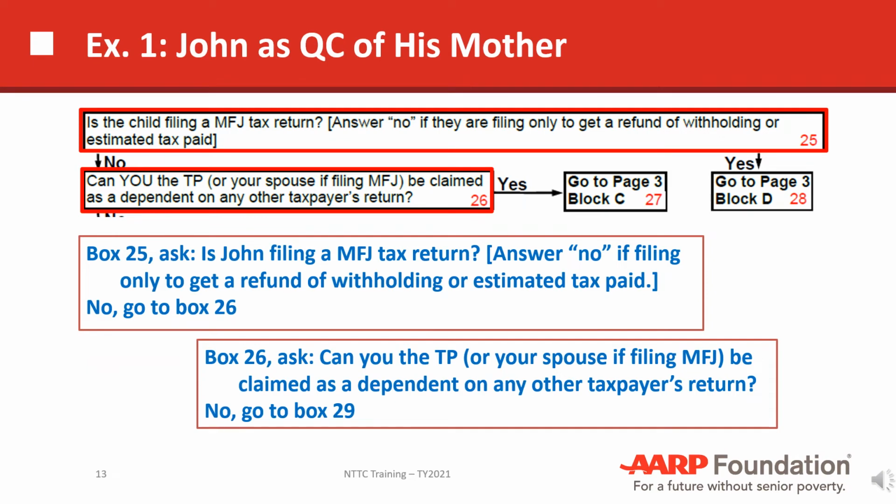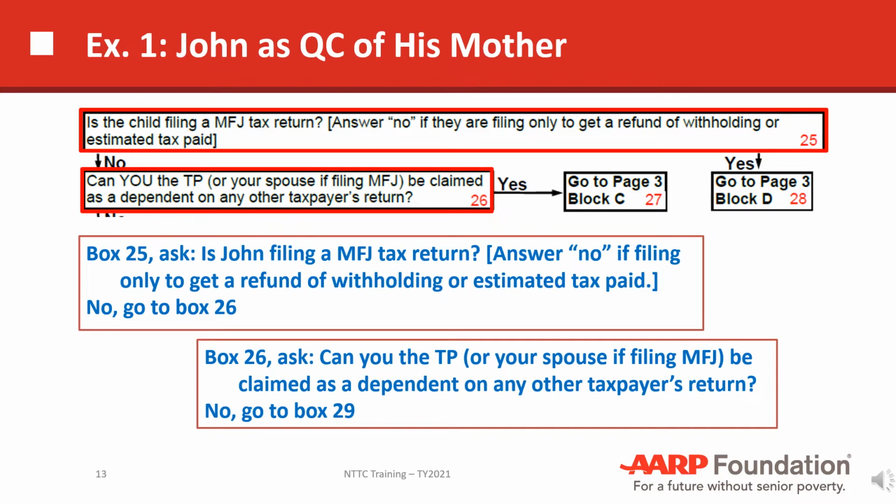Box 25: is John filing a married filing jointly tax return? You should answer no if filing only to get a refund or to get back withholding or estimated tax. And the answer to that in this case is no. So that sends us to box 26.